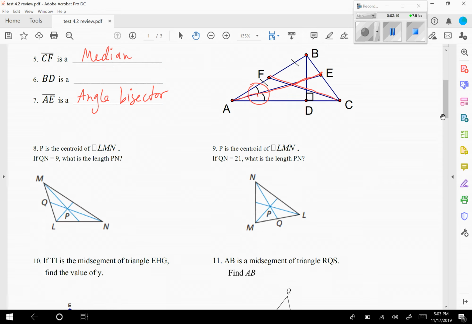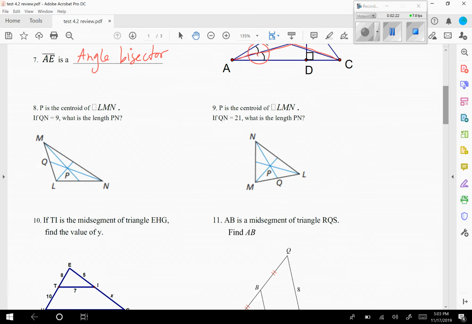Okay, now it says P is the centroid of triangle LMN. So P is a centroid, so that means these are all medians. Okay, and it says if QN is 9, what is the length of PN? So remember, they tell us the whole thing. It's 9. And so PN is the bigger part. So your bigger part is 2/3 of the whole thing. So we're going to do 2/3 times 9. And so what is 2/3 of 9? It is 6.